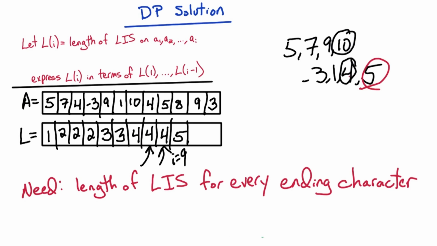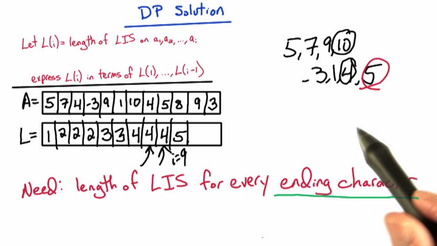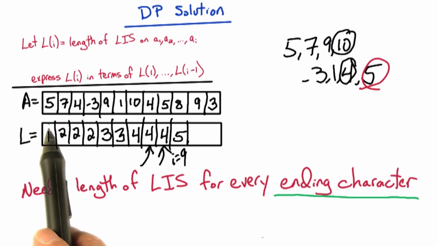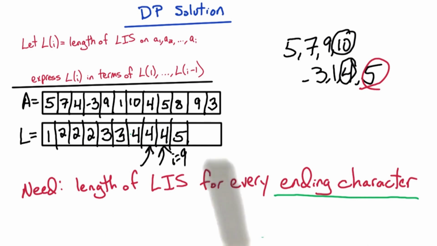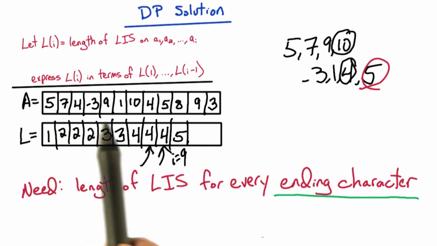Now, how many possible ending characters are there? Well, the ending characters must be an earlier element in the input array. So in this case, it's 5, 7, 4, minus 3, up to 4. Okay, those are the possible ending characters. So they're not limitless. There's a finite small number, actually I minus 1 possible ending characters.